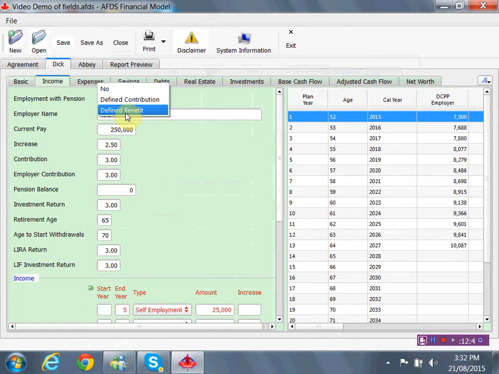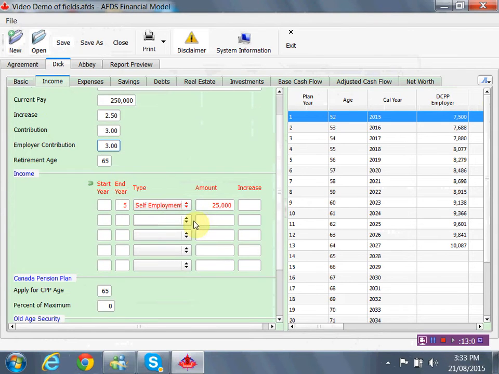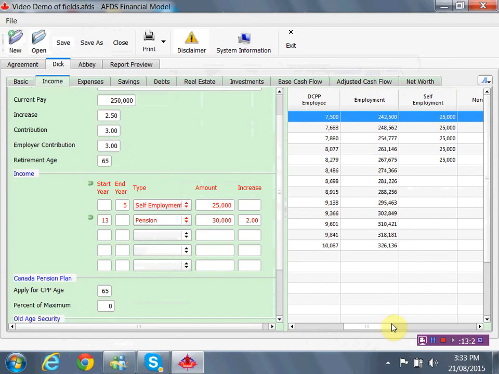So if we choose defined benefit, then the fields that are there change. You still have the current pay, the increase on his wages, and how much he and the employer are contributing. Retirement age would be the same. In that case, you would look at choosing pension, and here in year 14, well, it would actually be year 13, you would see him getting his pension, and put in the annual figure and whatever indexing that would be.